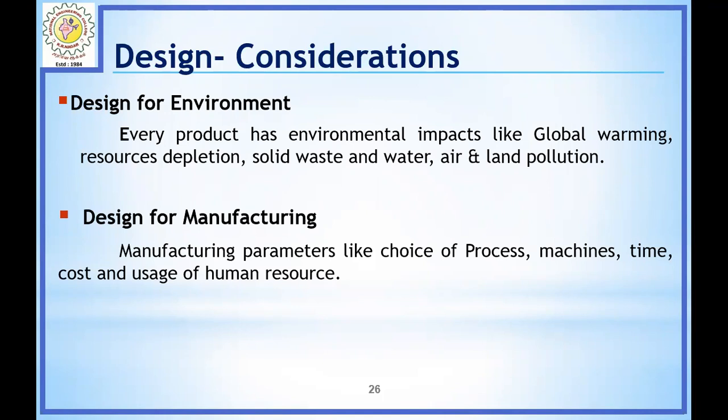And design for manufacturing means you should not design a product which is not able to be manufactured with the physical material. So you have to consider which kind of manufacturing process is going to be followed, and based on that, you have to design the product.